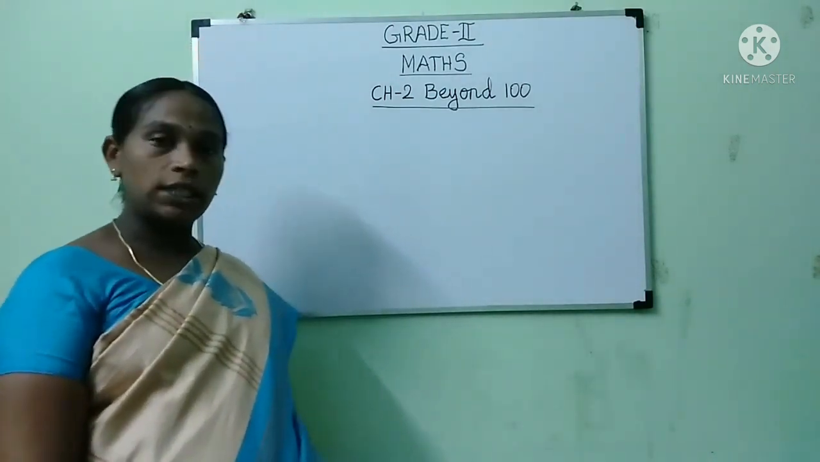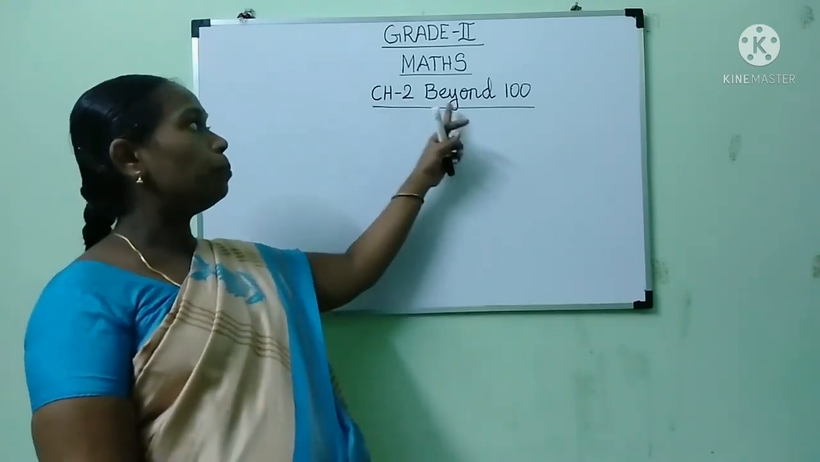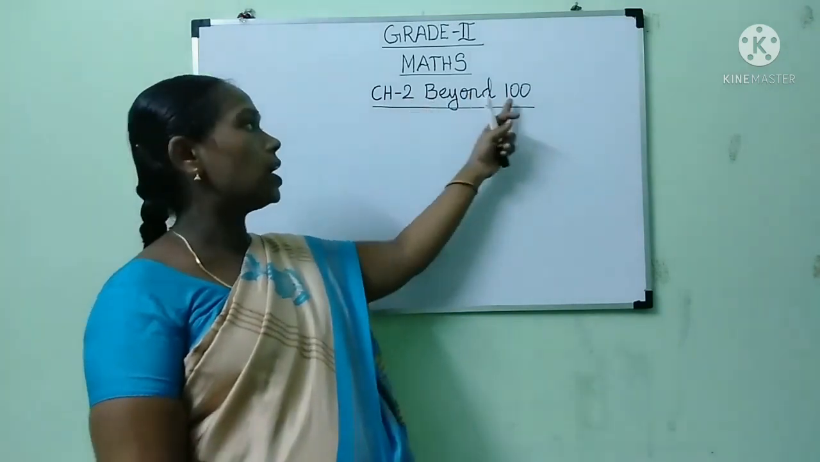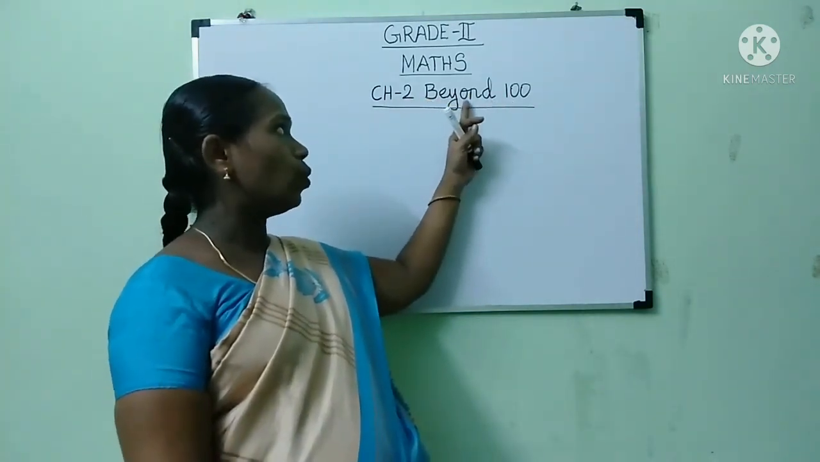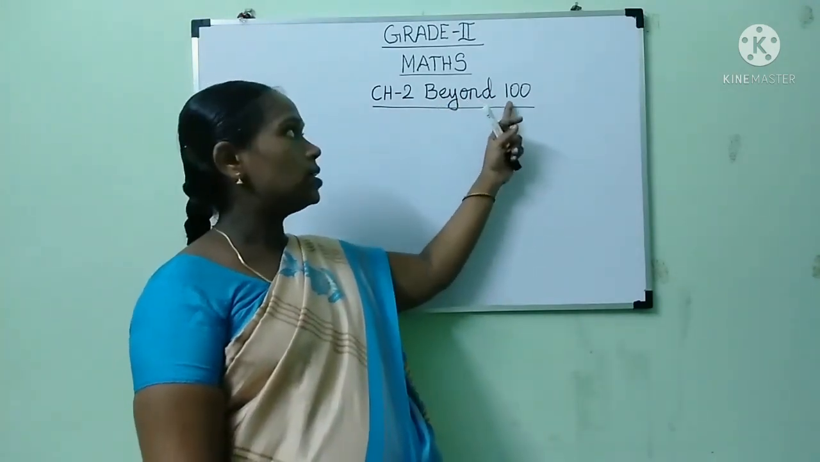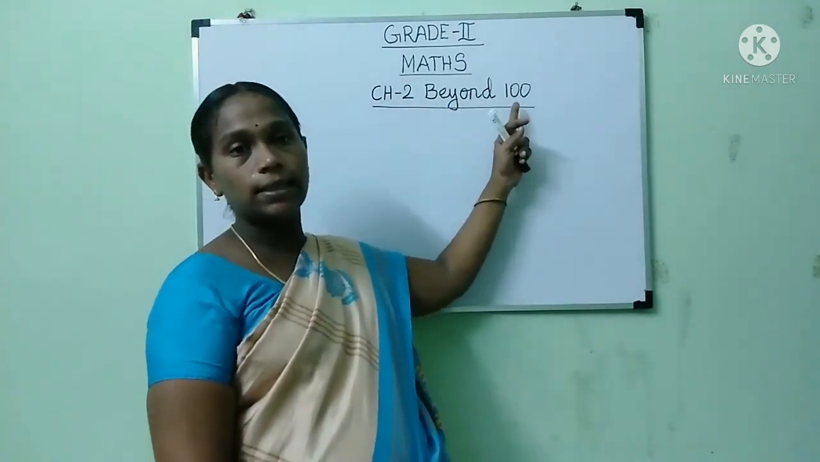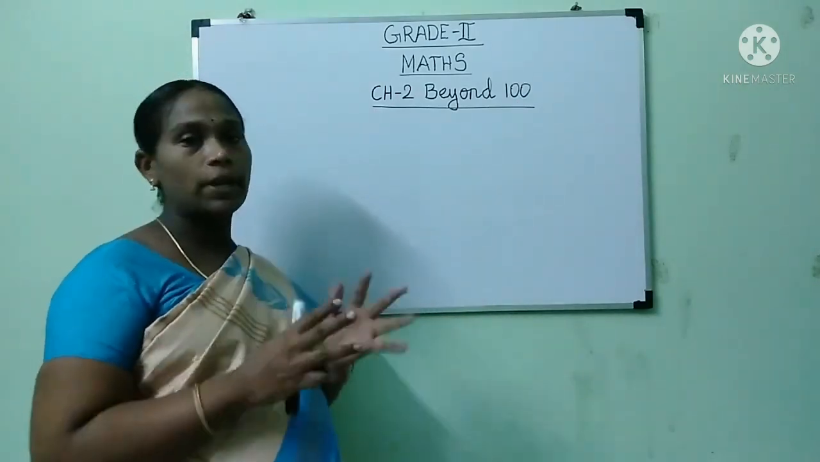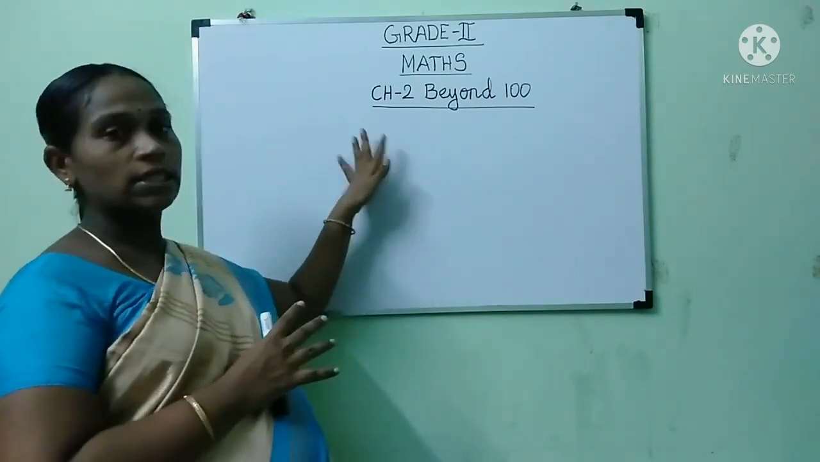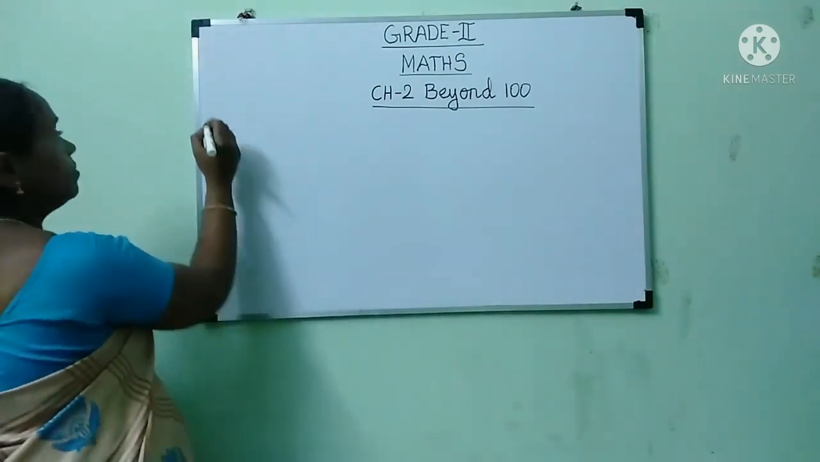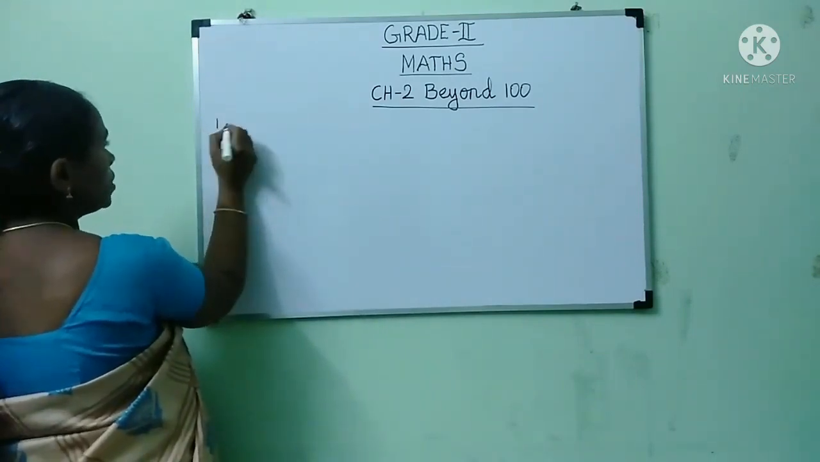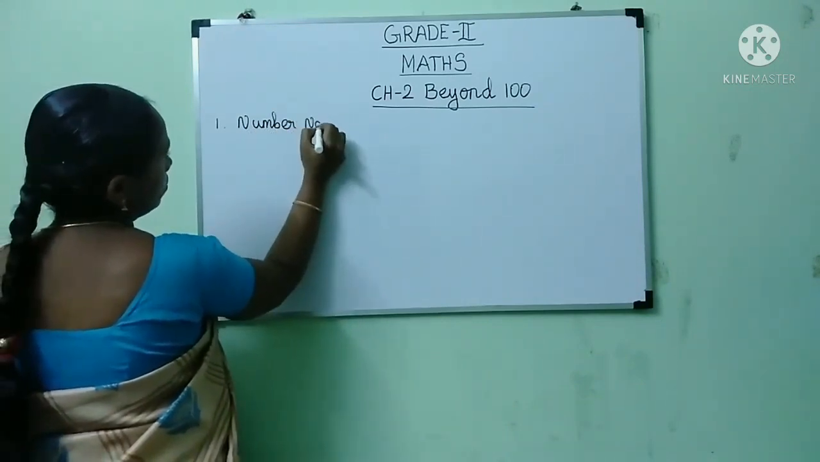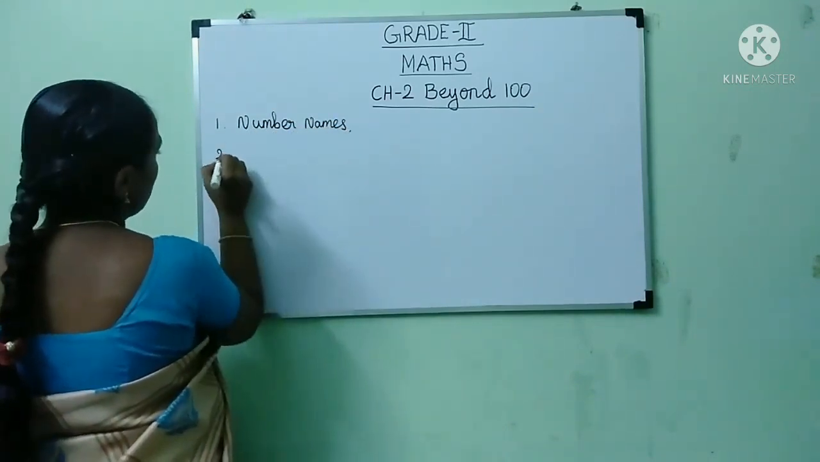Now we are going to see the topic, Chapter 2, Beyond 100. What is this? Chapter 2, Beyond 100. Are you clear, children? That is the second chapter. Already we have learnt number names. This chapter also has number names. The first one, number names and numbers.